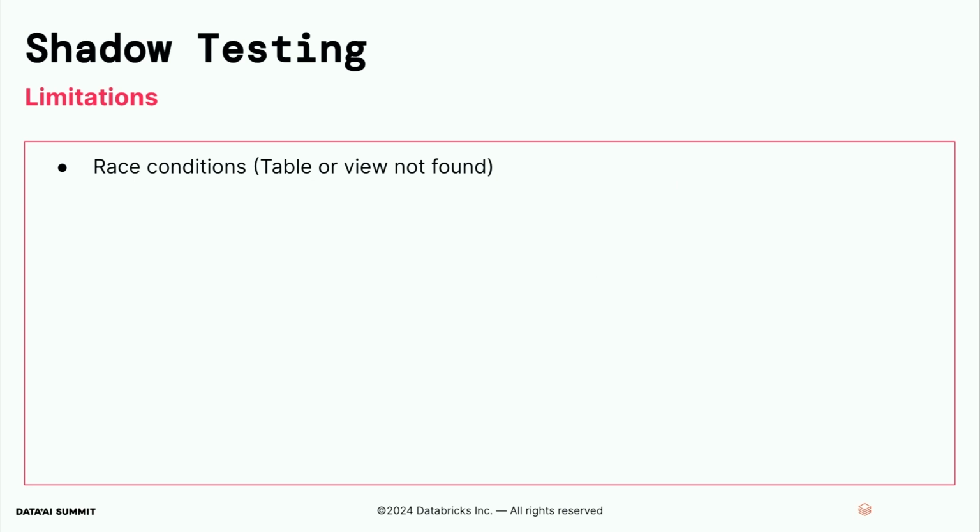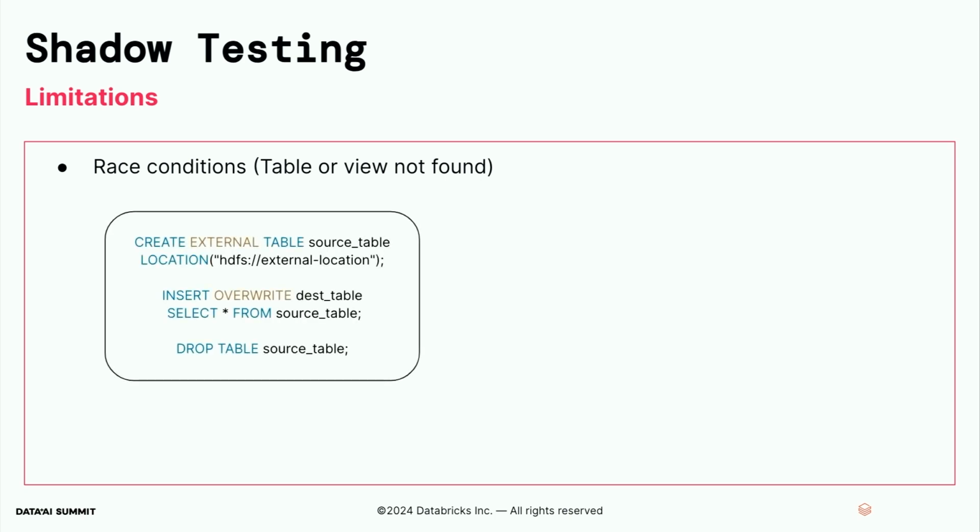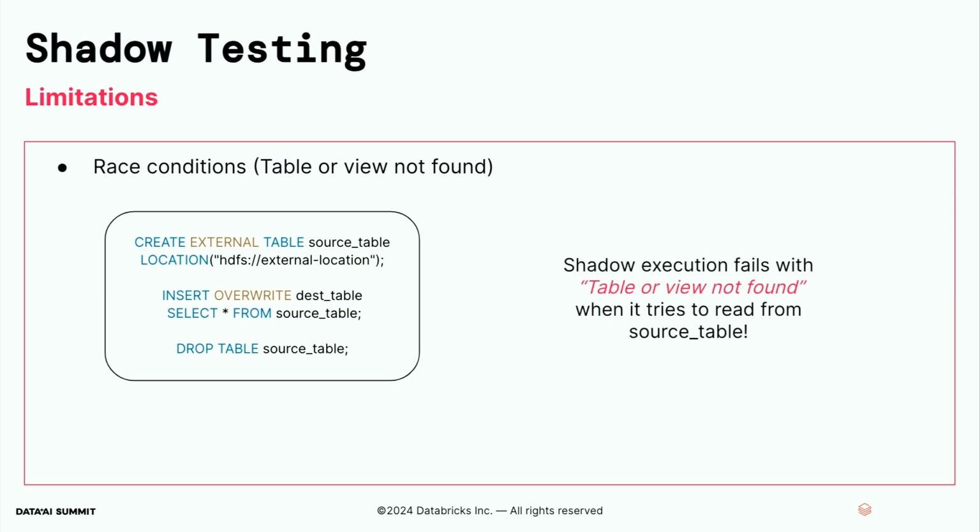So there were a few limitations of the entire shadow testing process. First being the race conditions. To take an example, if you look at this payload, we are creating a table on top of an HDFS location, then reading from it and then dropping the table, right? So when this runs in shadow mode and it tries to read from the source table, it fails with table or view not found.